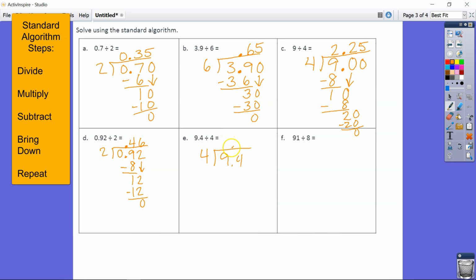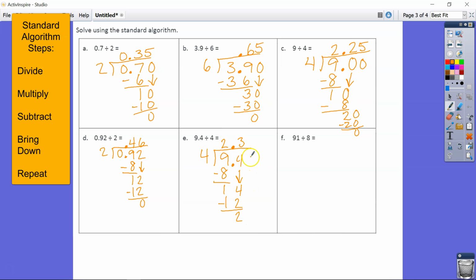9 divided by 4. Don't forget to put your decimal in the correct place, lining up my place value units. 9 divided by 4 is 2. 4 goes into 9 2 times without going over. 2 times 4 is 8. 9 minus 8 is 1. Bring down my 4. 14 tenths divided by 4. 3 tenths. 3 times 4 is 12.